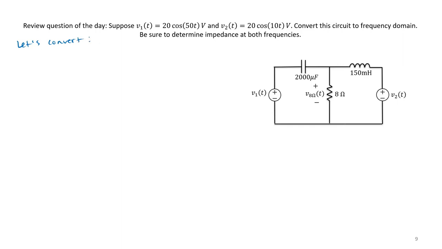So in this case, we can go ahead and start with our voltage sources. V1 of t will turn into a phasor operating at 50 radians per second. Notice here, it's a good idea to keep track of that frequency because we have two different frequencies in this circuit. So our V1 of t is going to be just written in polar form as A angle theta. So here we get our A is 20, theta is 0 degrees.